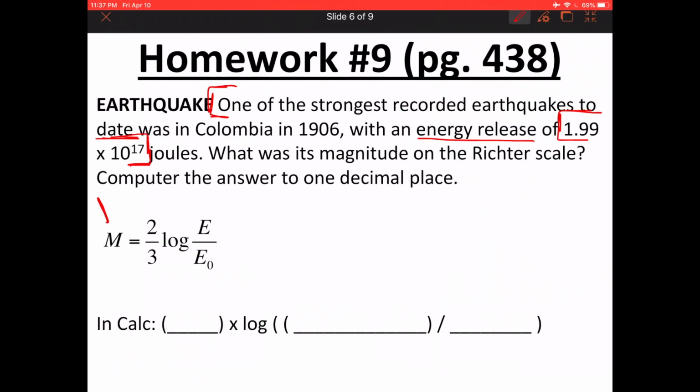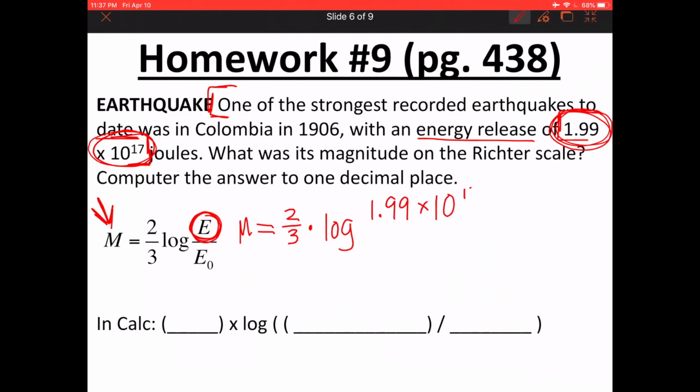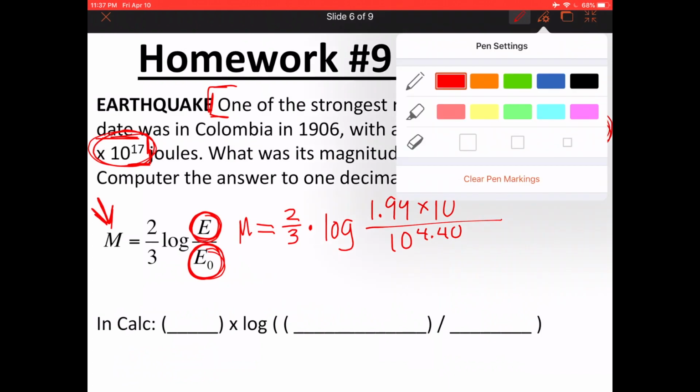So here's my equation. I want to find out the magnitude, so let's go ahead and plug in. I'm going to have M equals 2/3 times log. For E, the energy released, I'm going to put in 1.99 times 10 to the 17, over E sub 0. Remember, this is always my default very small earthquake, and so you're always going to put in the value of 10 to the power of 4.40. Okay, guys, that's it. We're just setting it up.